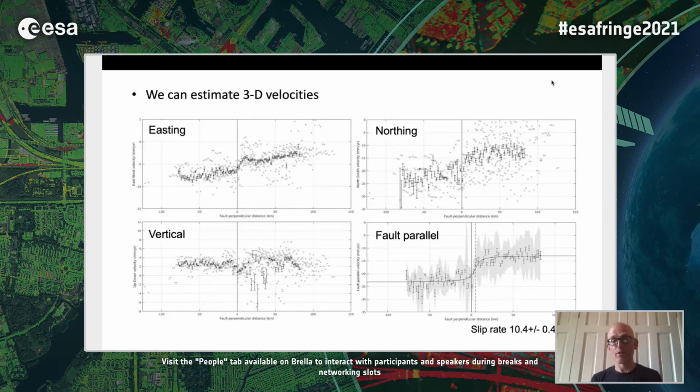But we can also, of course, project into the fault-parallel direction using all 4 line of sights and along-tracks. And that's shown in the bottom right here. This is the fault-parallel velocity. And again, it shows something similar to what I was showing before. In this case, a slip rate of 10 or so millimeters per year.